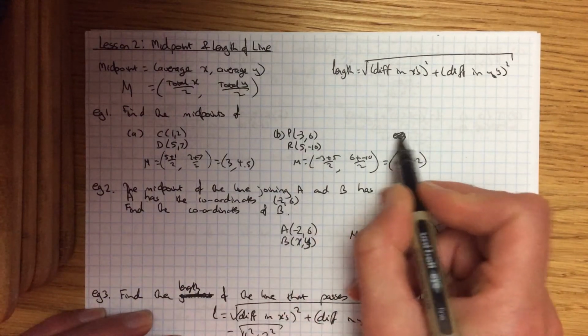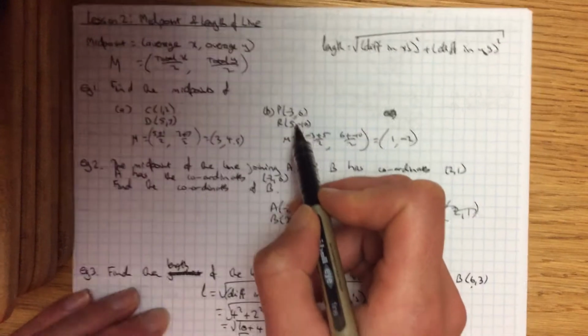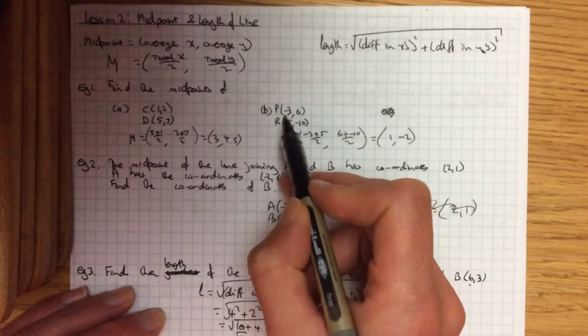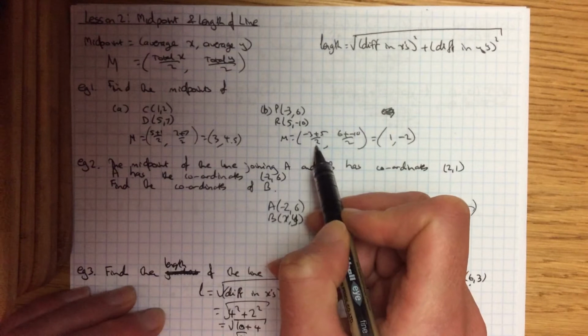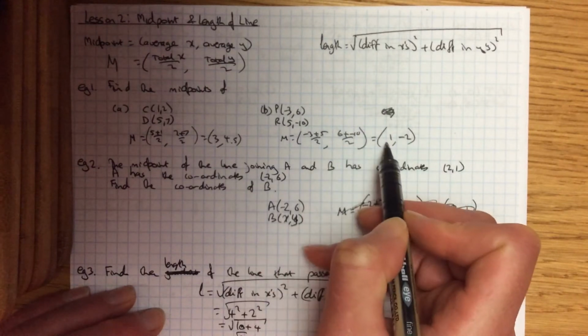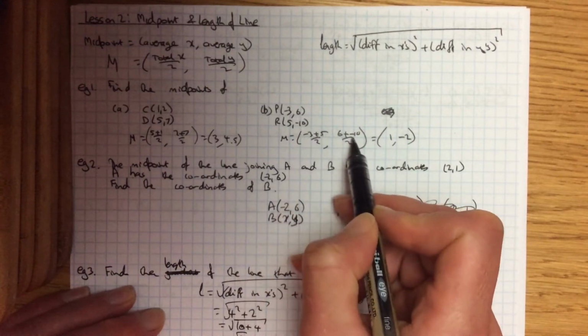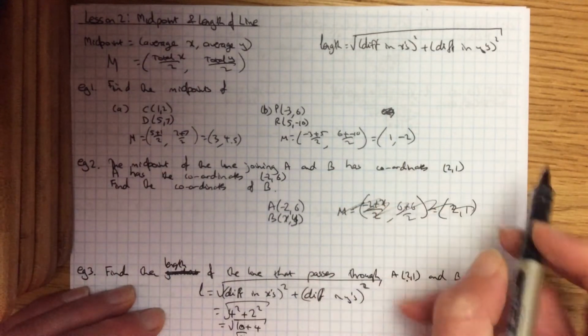Just keep watching for negatives as normal. That's always where the trouble is. Minus 3 add 5, divided by 2 is 2 divided by 2, which is 1. 6 add minus 10 is minus 4 divided by 2 to give you minus 2.